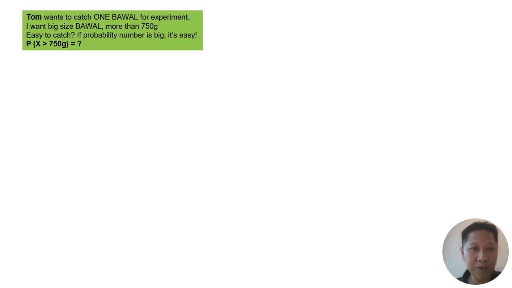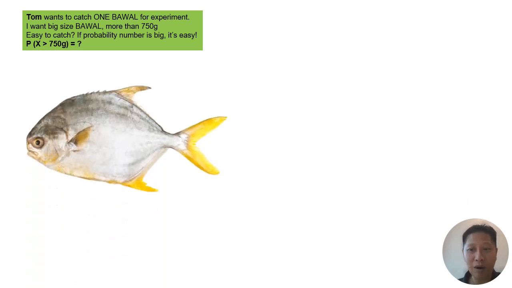Our friend Tom wants to conduct one experiment, and this experiment requires a big size bowl of fish that is more than 750 gram, big size. Is it easy to catch this bowl of fish? If later on we calculate and find the probability number is very big, then yes, it's easy to catch.